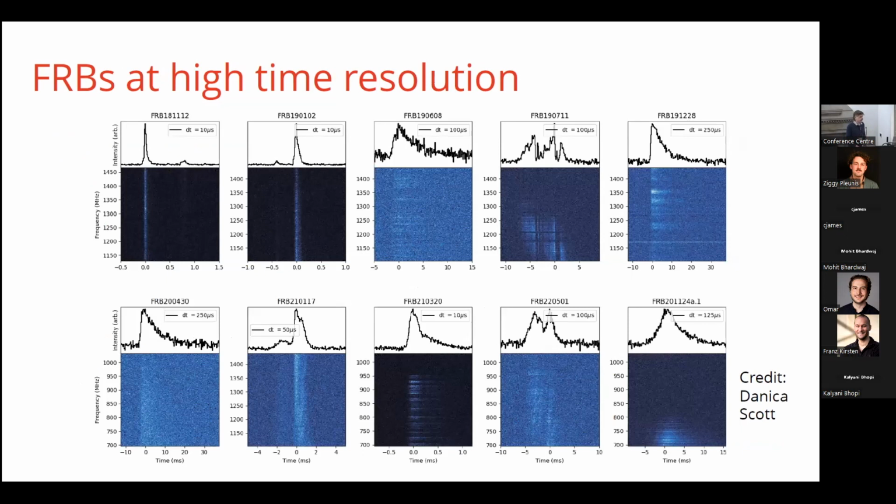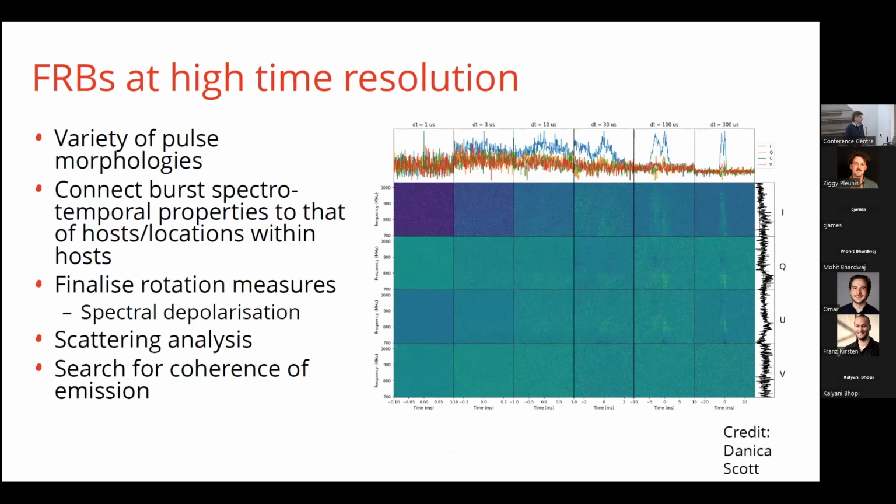We can look at these FRBs at high time resolution, and we see a variety of morphology, stuff that looks like the quote-unquote sad trombones. This one we know repeats. This one has a sad trombone-ish spectrum, but we haven't seen repetitions from it. And then things that look markedly different. So there's a variety of pulse morphologies, and really, the next step here is trying to connect these to the hosts and locations within the hosts.